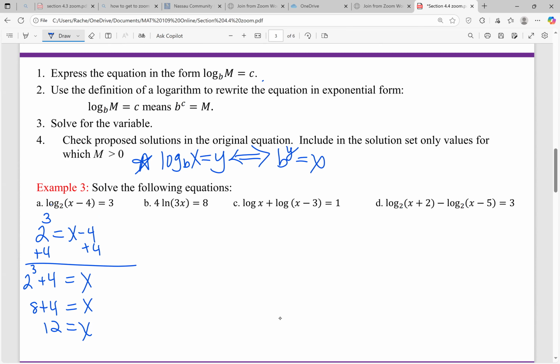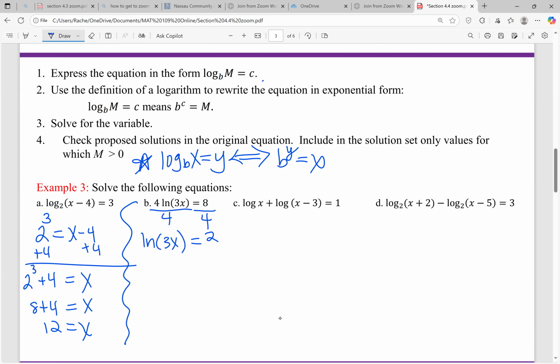So let's look at the next one. We want to isolate the log expression. We want to get it alone on one side of the equation. We have this 4 in front by multiplication, right? So let's just divide out first. So we're going to get the natural log of 3x is equal to 8 divided by 4, which is 2.